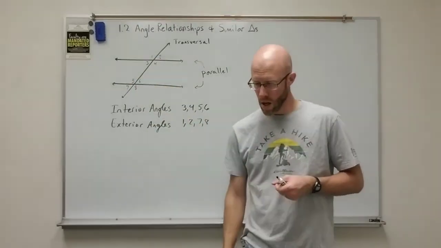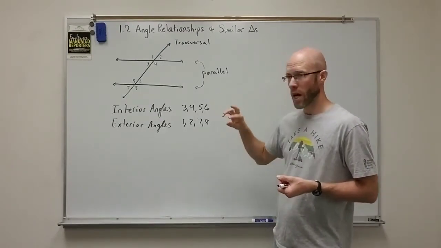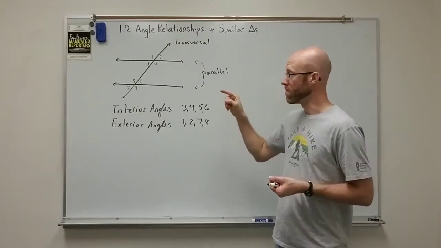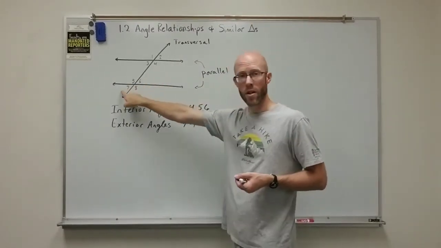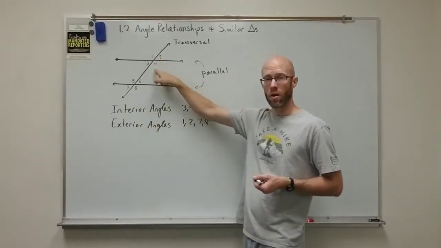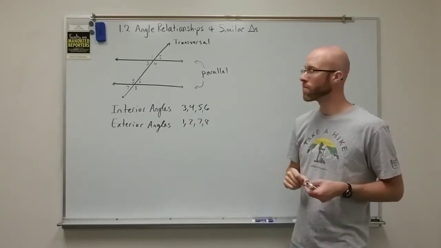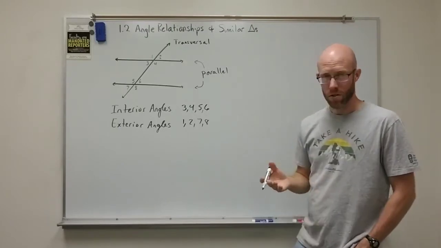Also vertical angles. Vertical angles are angles opposite each other on the same intersection. So something like 6 and 7, those are vertical angles, as are 1 and 4. They're opposite each other at the same intersection point. So that gives us just a few definitions.